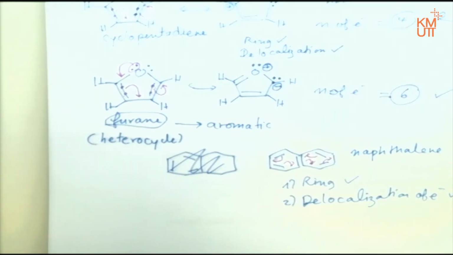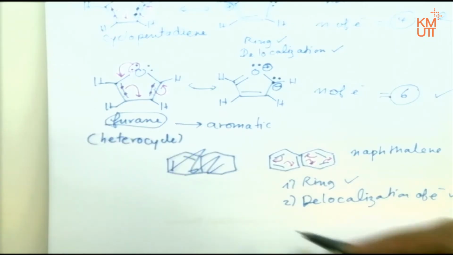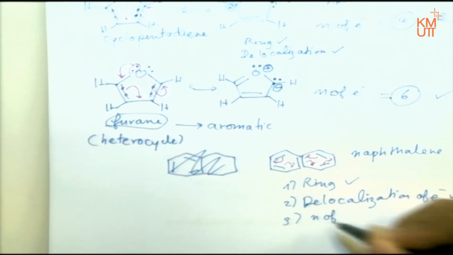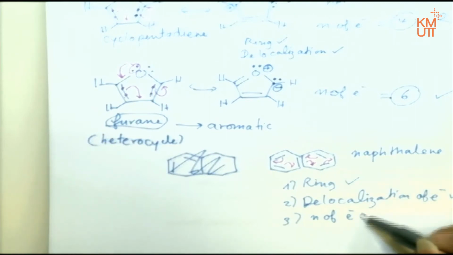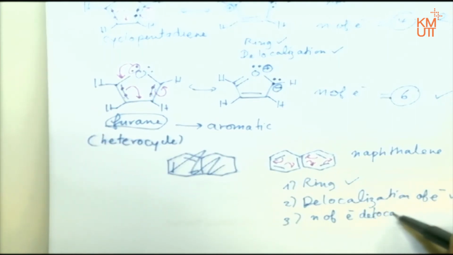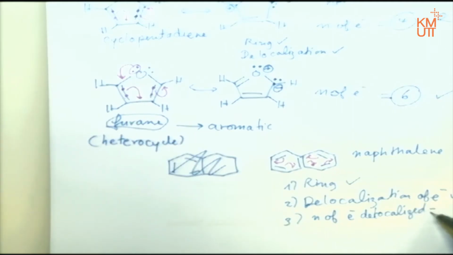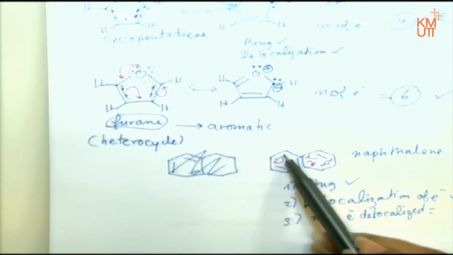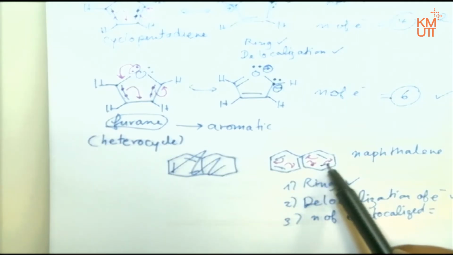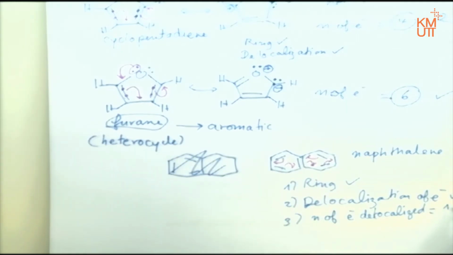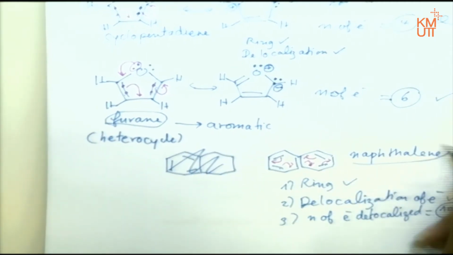Okay. So you have two rings in resonance, and how many electrons are delocalized? 1, 2, 3, 4, 5, 6, 7, 8, 9, 10, so 10. This is 10, so the number 10 follows Hückel's rule. Yes, naphthalene is aromatic.